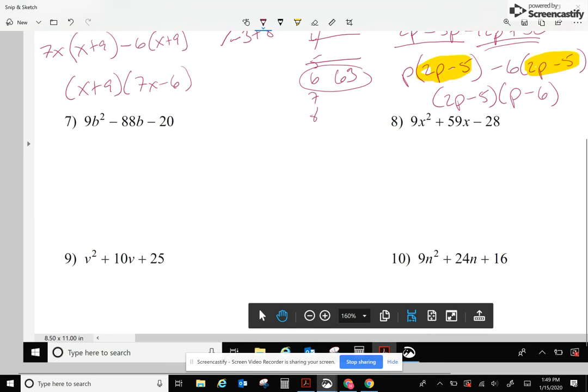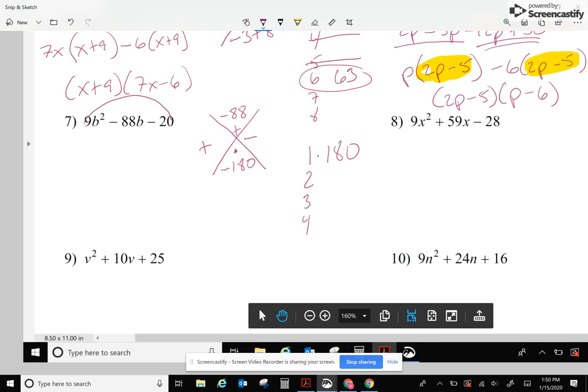Let's take a look at my number 7. When I add my numbers, I want this to be negative 88. When I multiply my numbers, I want this to be negative 180. I multiply the first and the last. So I'm thinking 1 times 180. Because they multiply to negative, I know the signs are different. So I'm looking for two numbers that when I subtract them equals 88. So that one doesn't work.